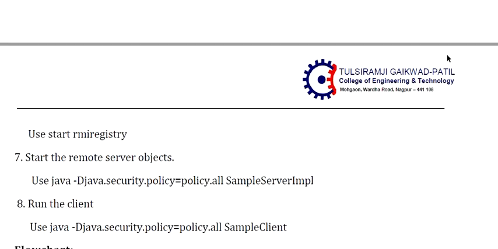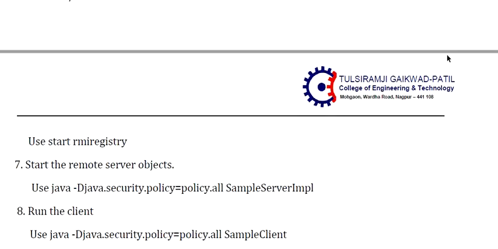So in the seventh step we have to start the remote server object. This means whatever process is running at the remote place or server side, we want to invoke it from the process available at the client side. The client will access or invoke the method which is available at the remote server-side process, and it will be invoked and executed by the client. So the communication is done through RMI.